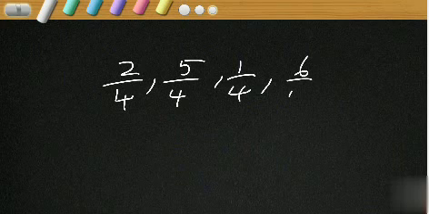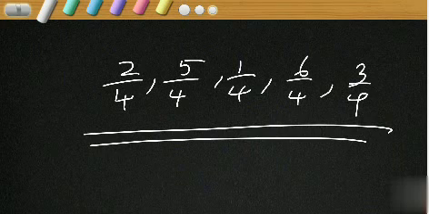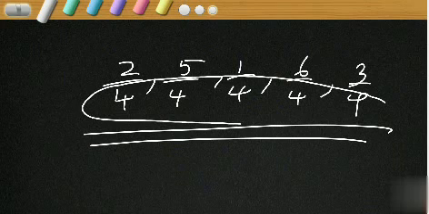Okay, let me write some fractions: 2 by 4, 5 by 4, 1 by 4, 6 by 4, 3 by 4. Can you identify anything which is special among these fractions? Yes, in all these fractions, the denominator is 4, isn't it?